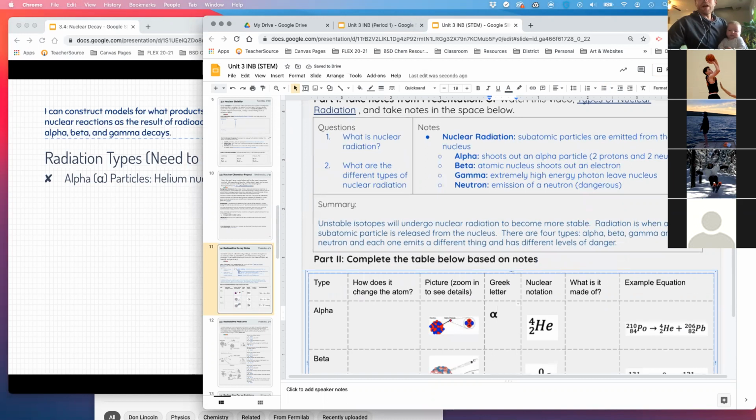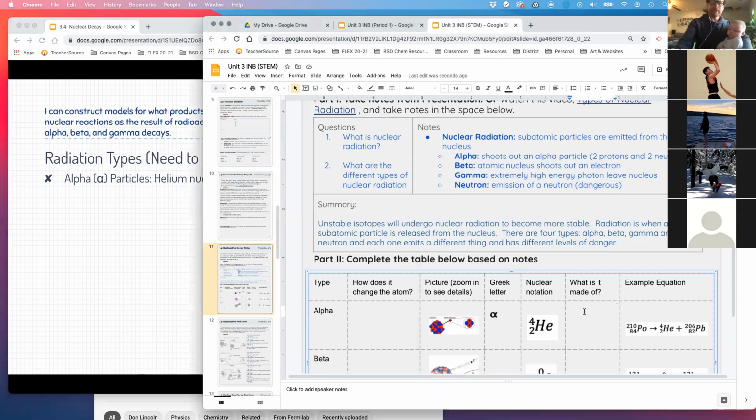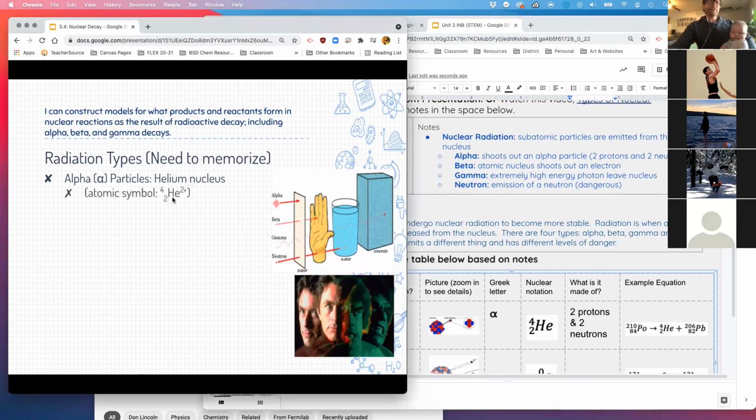So the first one is alpha radiation. Basically it's a helium nucleus. So we can write this in right here. It's a helium nucleus. So it's basically 2 protons and 2 neutrons. And that's kind of like the symbol for it. But it's just the nucleus. There's no electrons included. And it's pretty safe. It's actually not that dangerous. It doesn't really affect life that much.